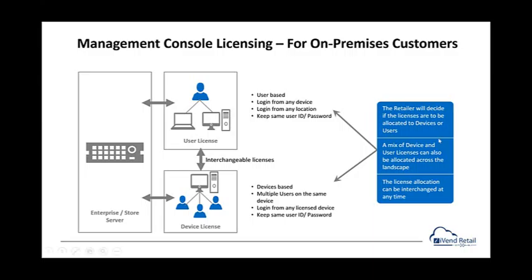So as you can see on the screen, the retailer will have the option to decide whether the licenses are to be allocated to devices or to the users. In a retail environment, you could have a mix of both. You could have device-based and user-based licensing, and you can change the licensing entitlement or allocation at any point in time during the course of the operation. So what this essentially means is, if the license is user-based, then you could log in from any of the devices.